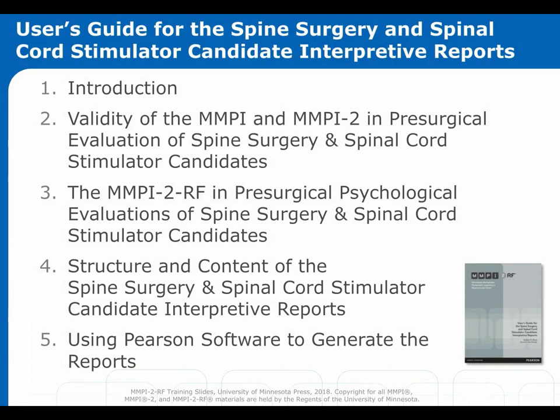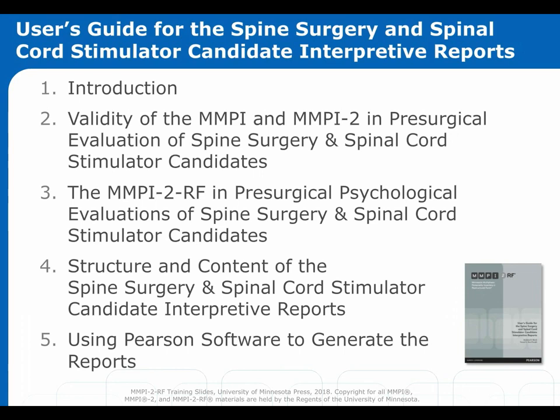The user's guide for the MMPI-2-RF spine surgery and spinal cord stimulator candidate interpretive report also contains 5 chapters, and the manual is set up similarly to the police candidate report manual I just described. The first chapter is an introduction that discusses the intended uses and user qualifications for this report. The second and third chapters describe evidence supporting the validity of the MMPI family of instruments in these specific contexts, with special attention to use of the restructured form in these settings in Chapter 3.